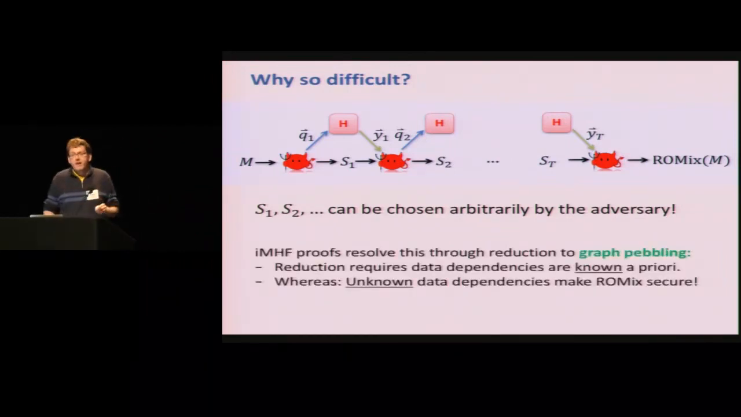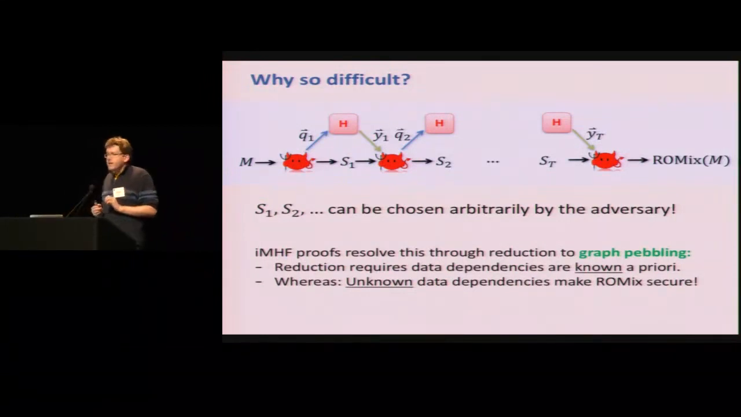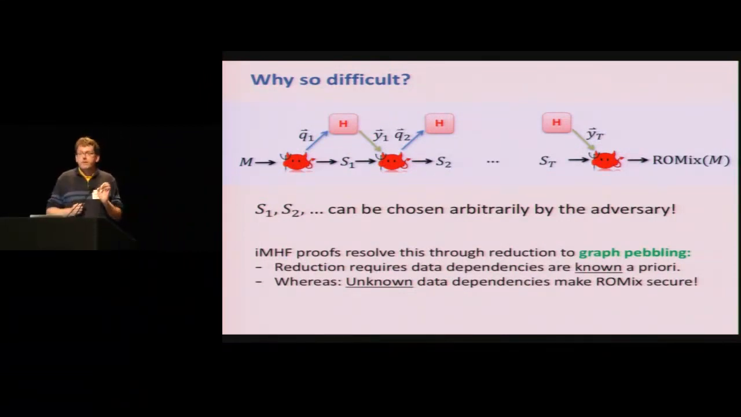In the iMHF case, the proof was much simpler somehow, because the very nice, elegant reduction to graph pebbling works. The problem is that this trick really requires that the data dependencies in the computation are all known a priori, something which we don't have here.